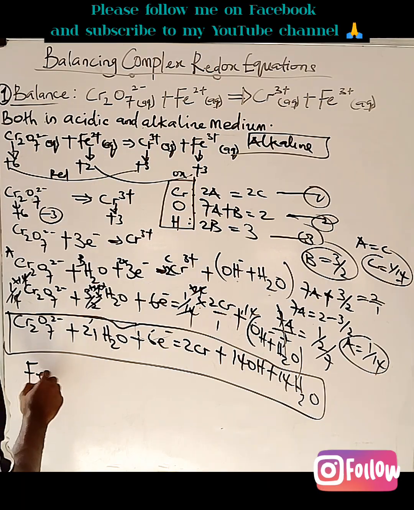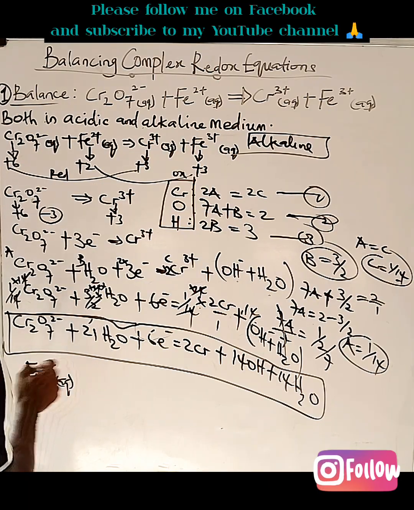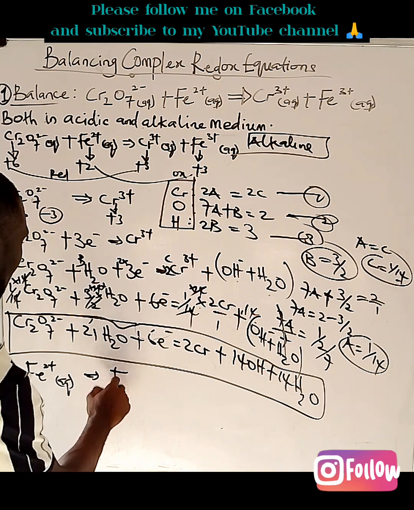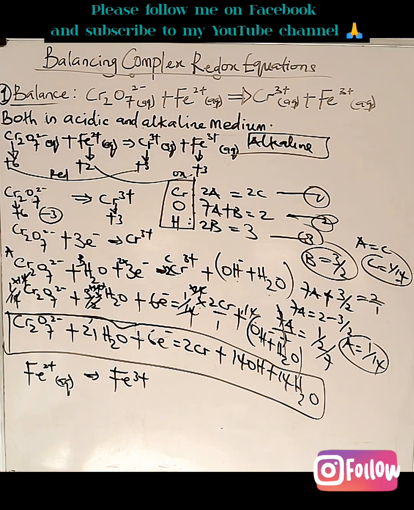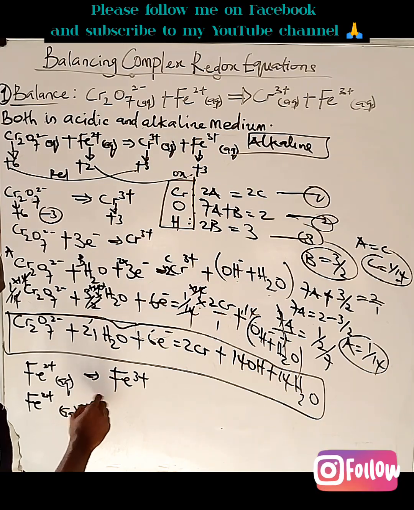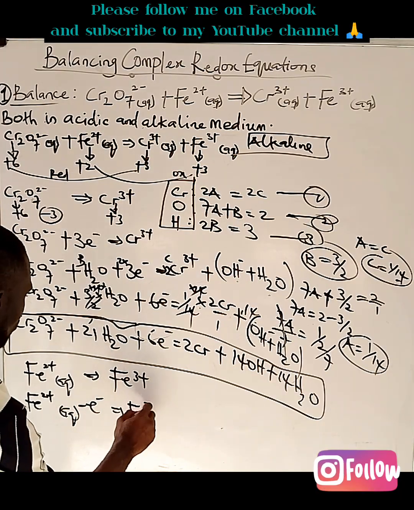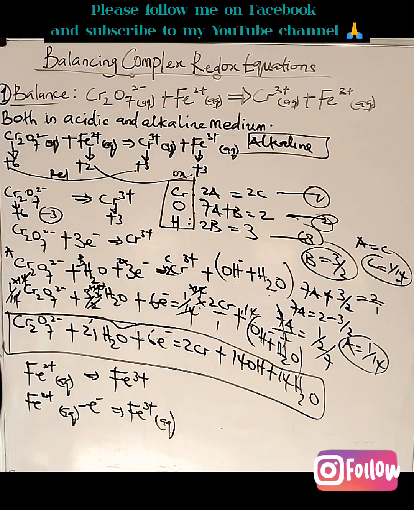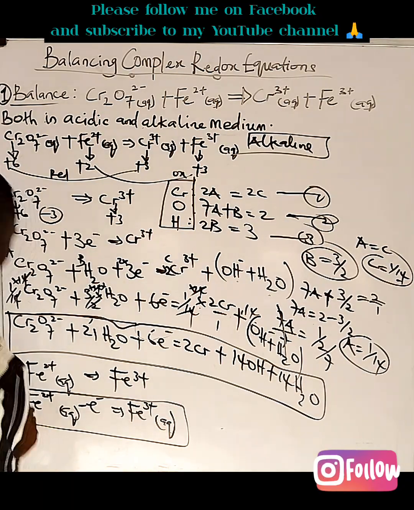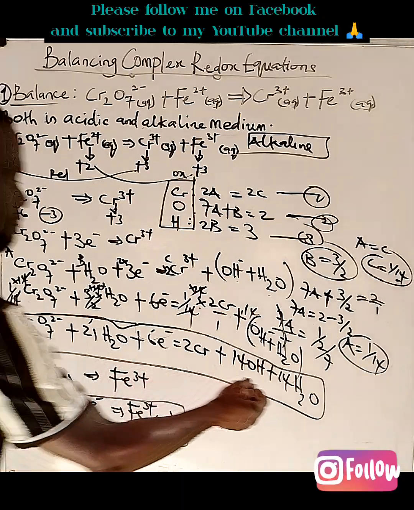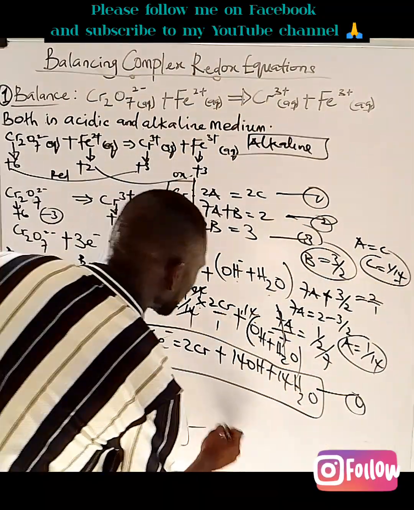The iron is Fe2 plus aqueous equals the iron also here, Fe3 plus aqueous. So we have from plus 2 up to plus 3. So 1 electron was lost, so we're going to do that. Fe2 plus aqueous minus electron equals Fe3 plus aqueous. So 1 atom of iron, 1 atom of iron. This is balanced. There's no issue at all with this. So we have equation 1, and we have equation 2.